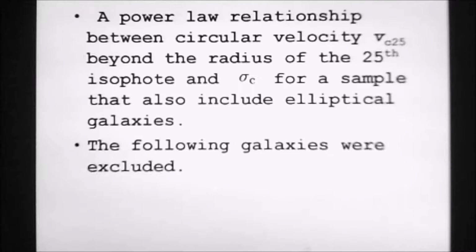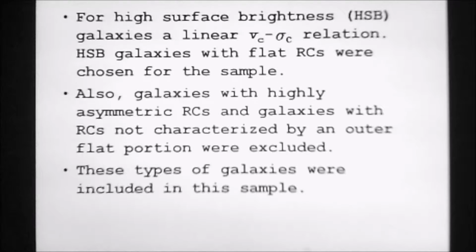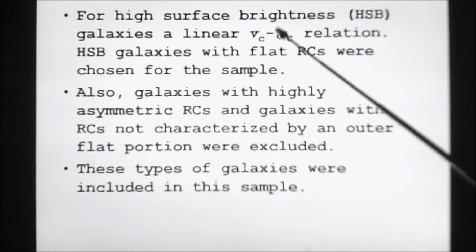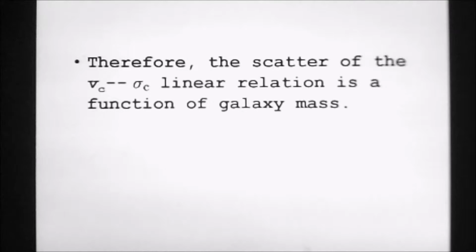The following galaxies were excluded. There's quite a few, as you see, excluded because of warps in the HI disk, non-circular motion of the HI gas in these, and others. These galaxies were included in this study. For high surface brightness galaxies, a linear relation holds. HSB galaxies with flat RCs were chosen for the sample. Therefore, the scatter in this relation is a function of galaxy mass.